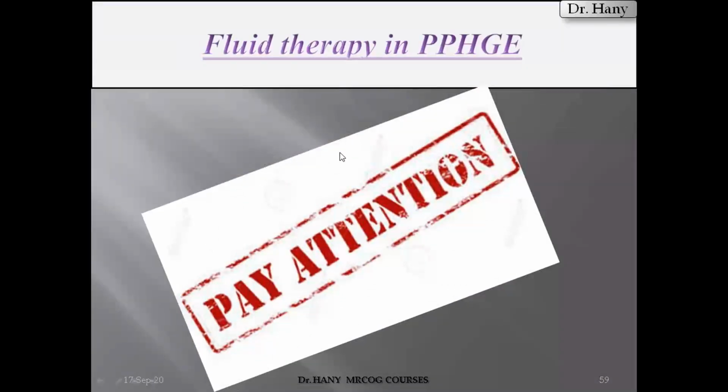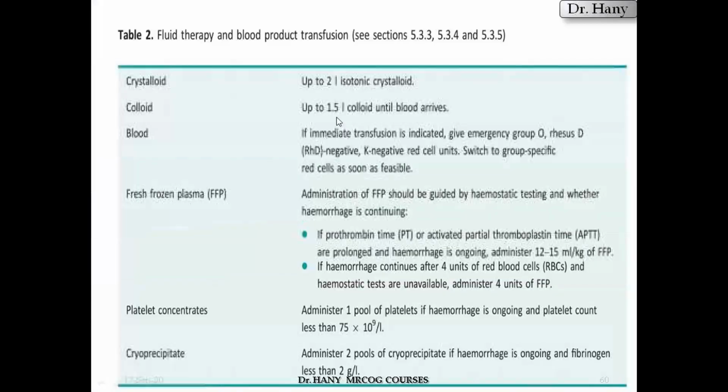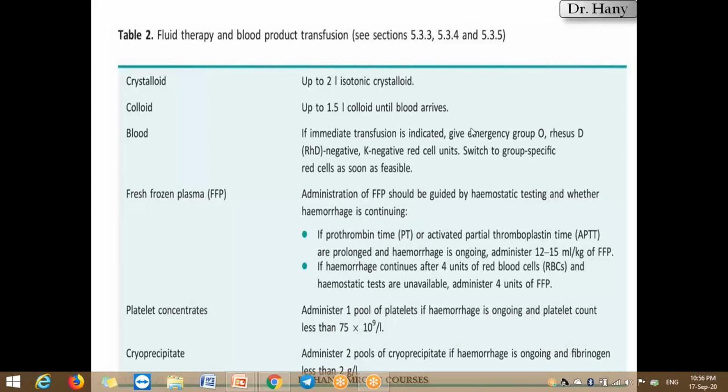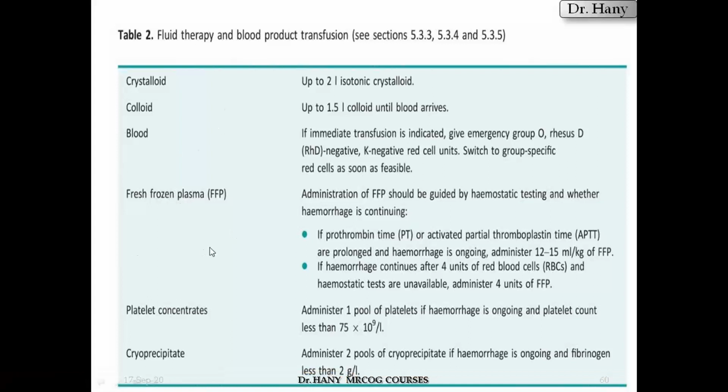The fluid therapy is very important. 2 liters of crystalloid, then 1.5 liters of colloid, then O negative, Kell negative blood until cross-matched blood is there. The fresh frozen plasma is very confusing, and I will give you the secret today. If the woman's platelets are less than 75, I will give 1 pool of platelets. If the woman's fibrinogen is less than 2, I will give 2 pools of cryoprecipitate. So all these are exam questions.